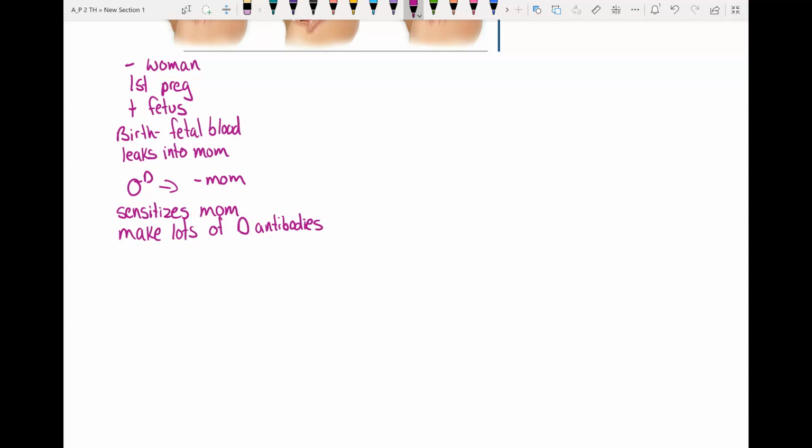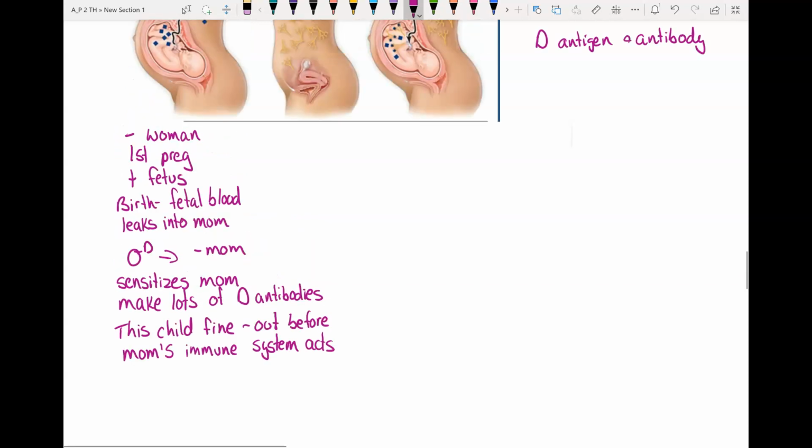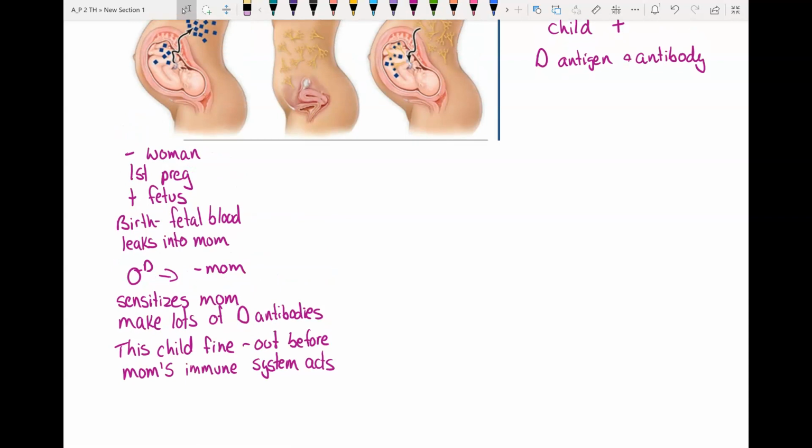This happens while she's giving birth, though. So even though she's making D antibodies, they can't attack her child because this child's on his way out anyway. So this child is fine because he is out before the mom's immune system can actually do anything. So women who have negative blood type can always have the first child. That will be fine. The issue comes with the second child.